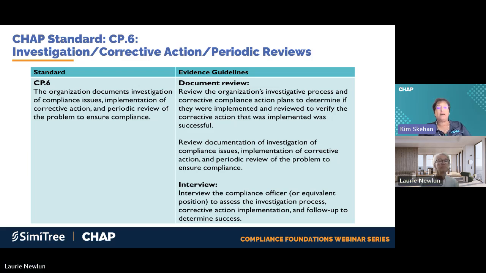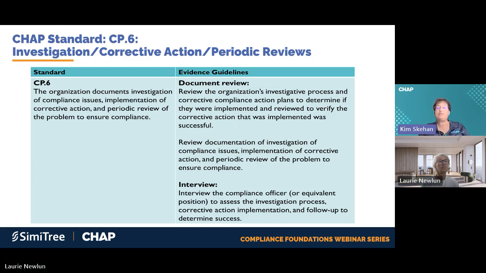So in this case, again, we look to see that your organization documents the investigation of any identified compliance issues and implementation of corrective action, as well as periodic review. Again, this is evidence where your organization has implemented investigative processes and corrective compliance related to identified compliance issues, or prioritized risks that are identified that need to be further investigated and there are findings.